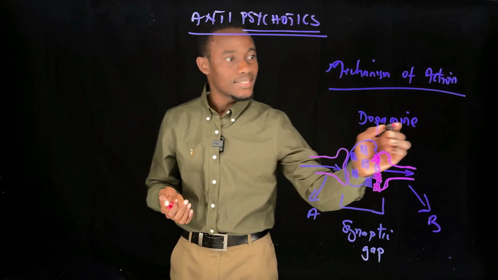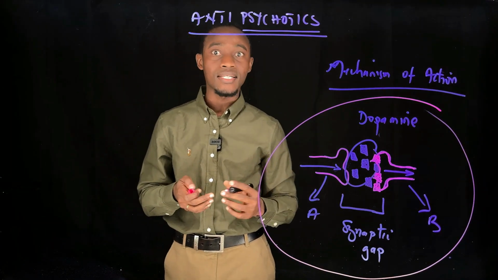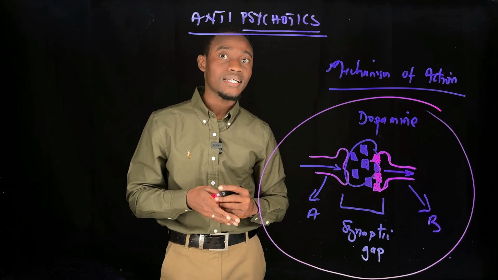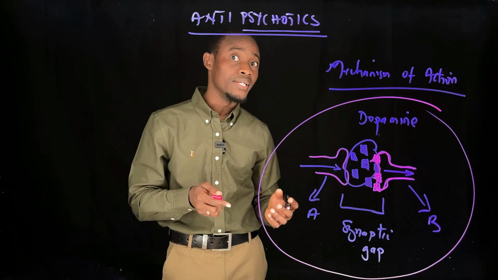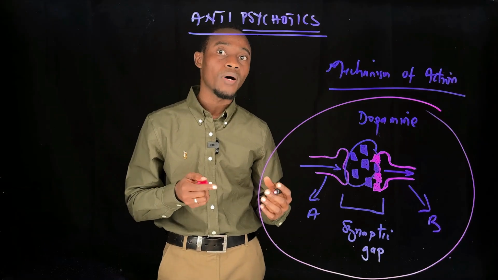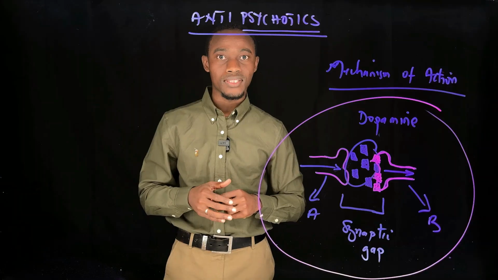Now, I understand that this diagram and then the physiology may be too intricate for some of you to understand, but the general idea is that antipsychotics work by reducing the activity of dopamine in the brain, primarily by blocking dopamine receptors. Now, let's move on to the types of antipsychotics.